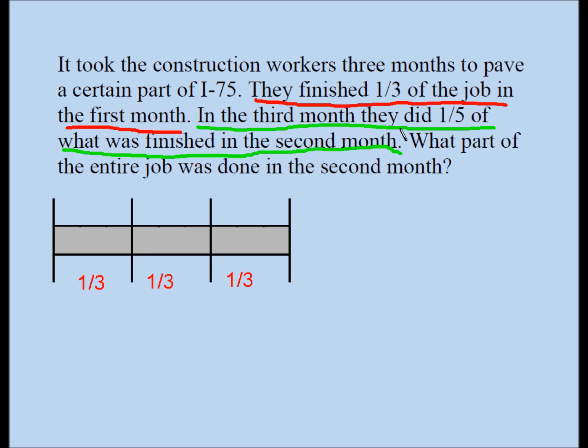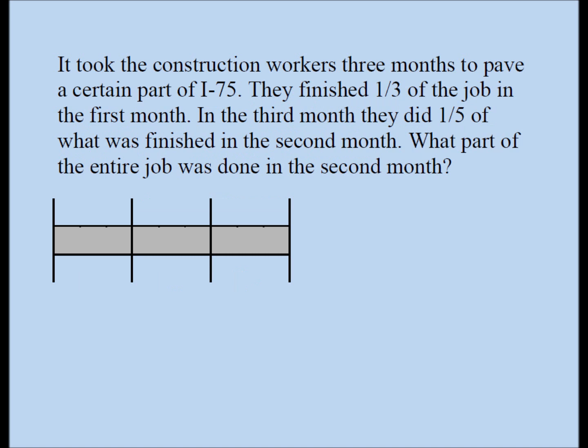In the third month, they did 1/5 of what was finished in the second month. So these two represent month 3 and month 2. This is the first month, we don't have any problem here. This is where we're going to have trouble. So let's erase everything for now and go over what we are really working on once again.